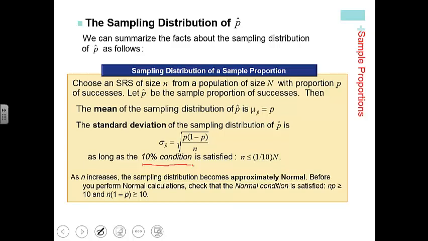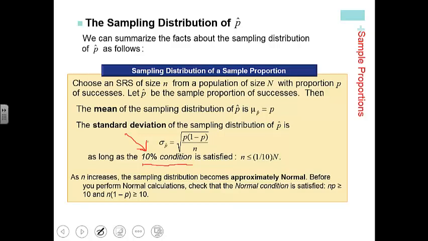Remember, this 10% condition goes with standard deviation. As long as 10 times the sample size is less than the population, because we talked about wanting a really large population in relation to the sample size. Then the fact that you might be sampling without replacement isn't so significant, because you're taking out such a small sample. That proportion is very small, so independence isn't as big of a deal.